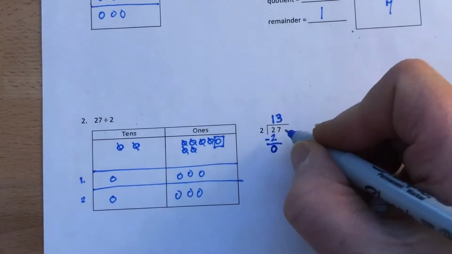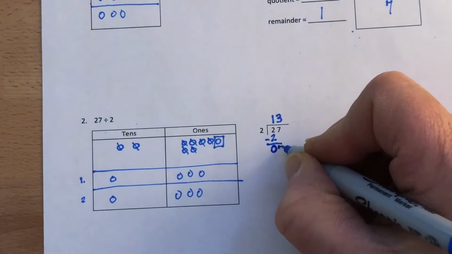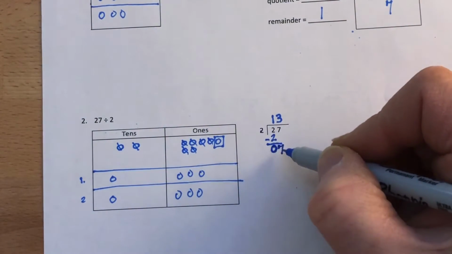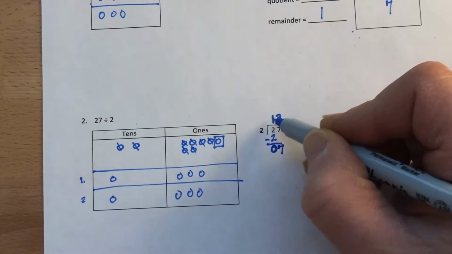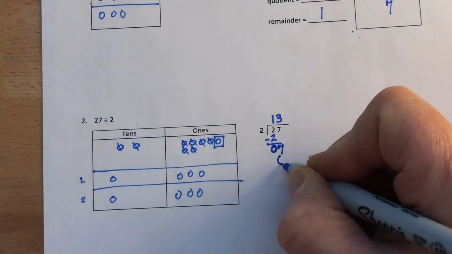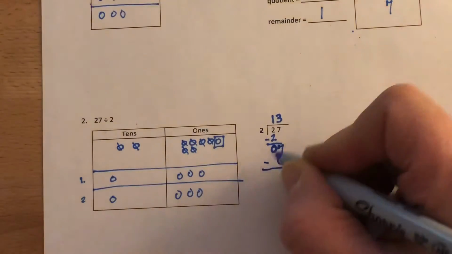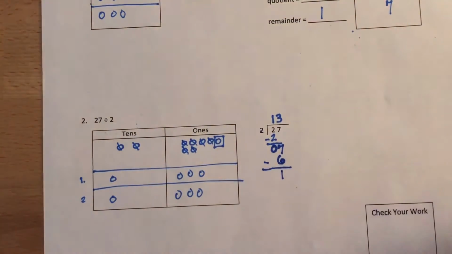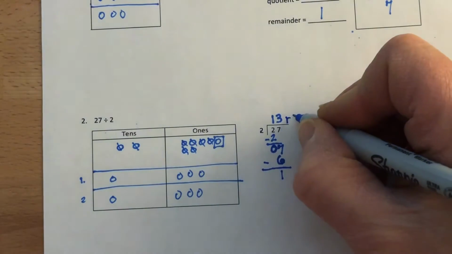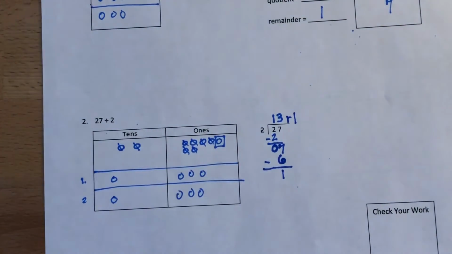Okay. Now I take this 7, I'm going to bring this down. 2 fits into 7 3 times. 3 times 2 is 6. And then I subtract that and get 1. So my remainder is 1, just like I showed over here, okay?